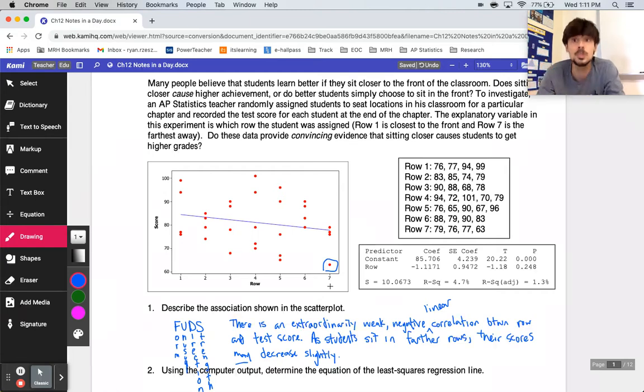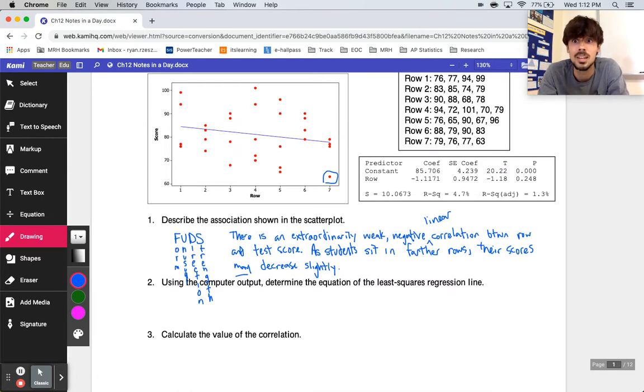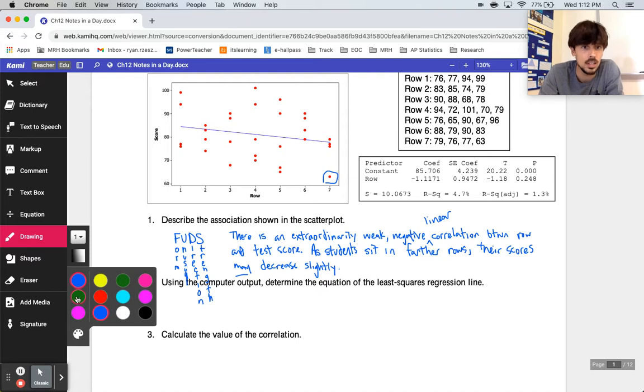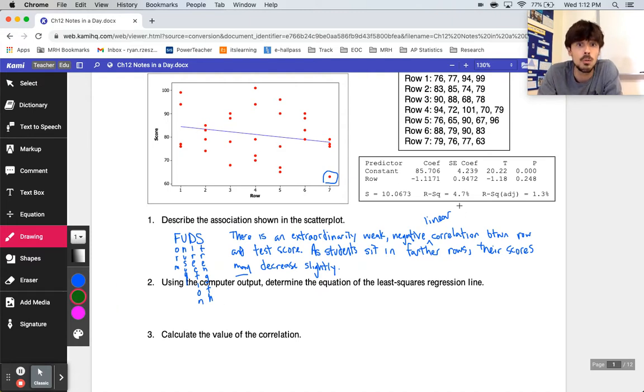I mentioned my variables, and then that sentence of context afterwards, where as your row gets farther back, your score may go down a little bit. There's not a lot going on between these variables, which makes sense. Kids who sit further back, it doesn't automatically mean they're going to be doing worse on their tests, so that's not terribly surprising.